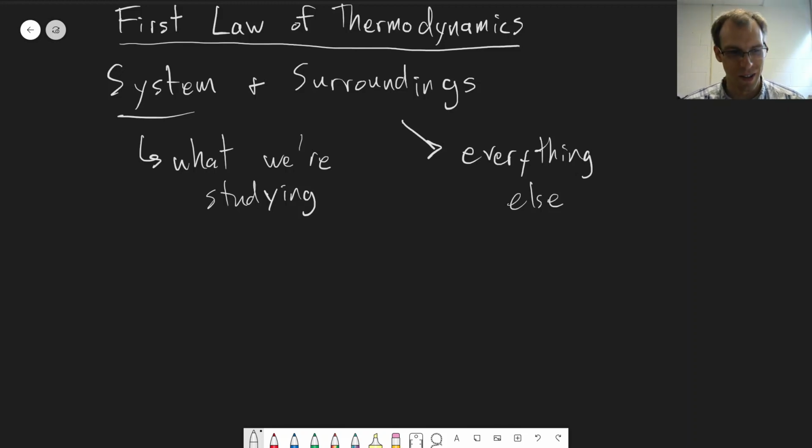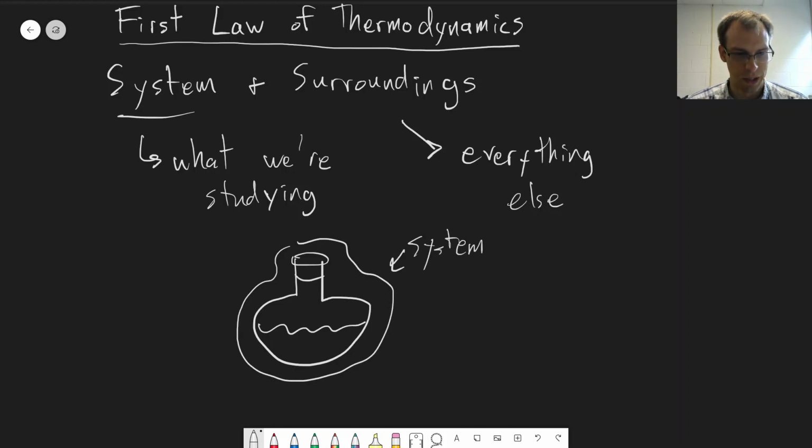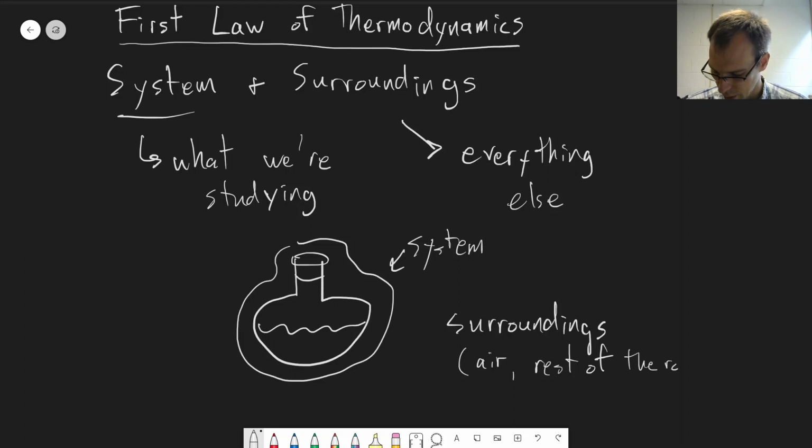But so if we are looking at a chemical reaction inside of a flask, this would be our system. It would be the flask and the reaction mixture. And then the surroundings would be everything outside of that. So this would include like the air, the rest of the room, etc. So that's a basic idea of what we mean when we're talking about systems and surroundings.